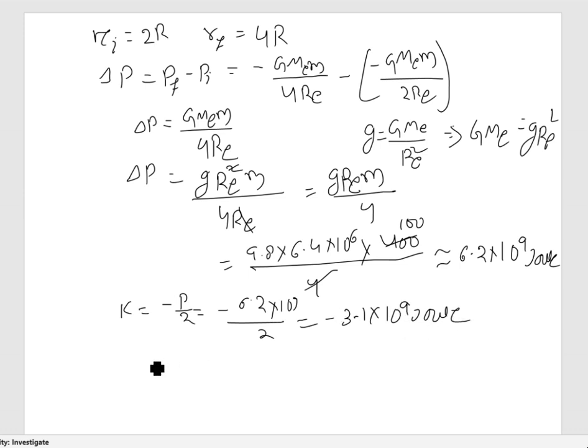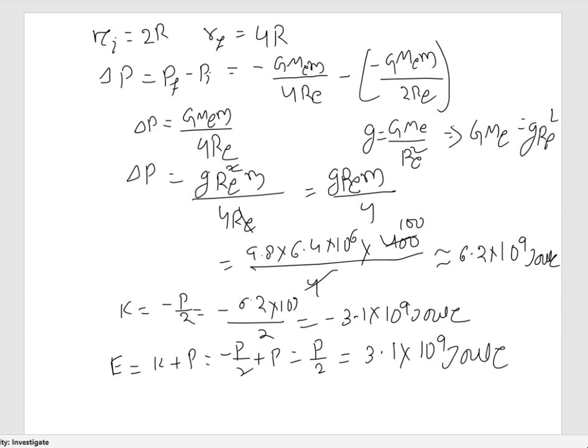Okay, so now the total energy required. Total energy equals kinetic energy plus potential energy. So if in kinetic energy I put minus P by 2 plus P, it will be P by 2, which is simply 3.1 into 10 to the power 9 joule.